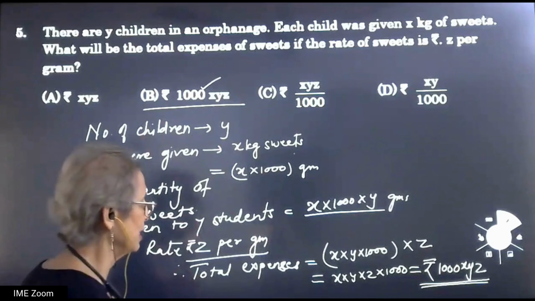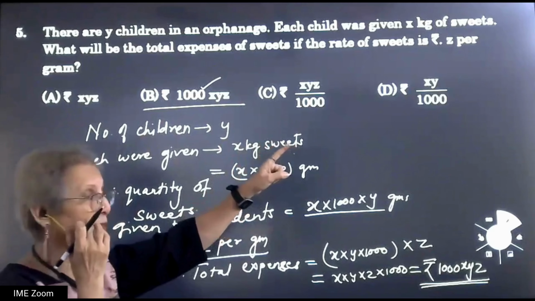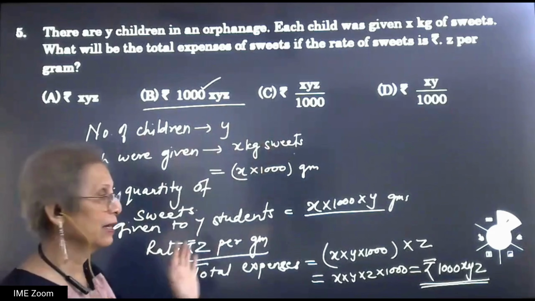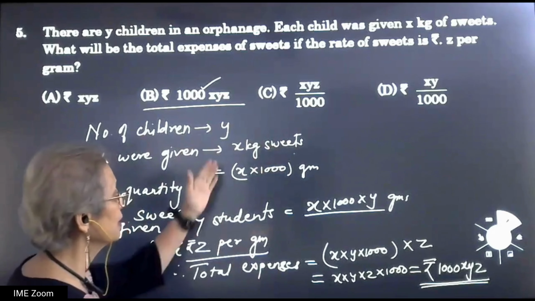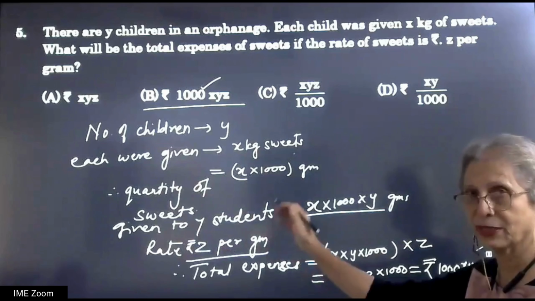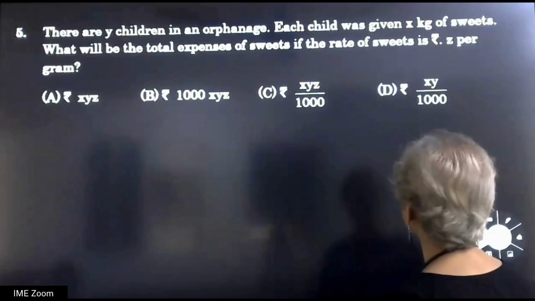This was also almost the same. Only here conversion was to be done, because the rate was given per gram, and therefore we first converted kg into grams, and then multiplied. It was simply multiplication. Here in this particular sum, there was only multiplication, right? Okay, let us see the next.